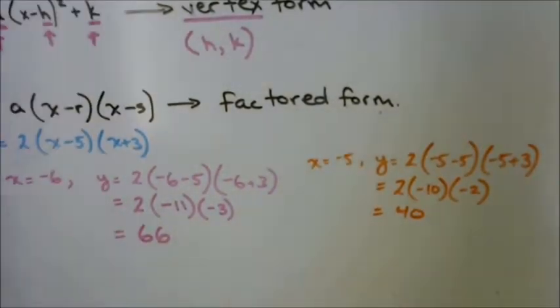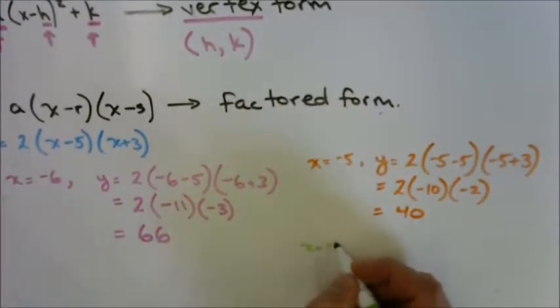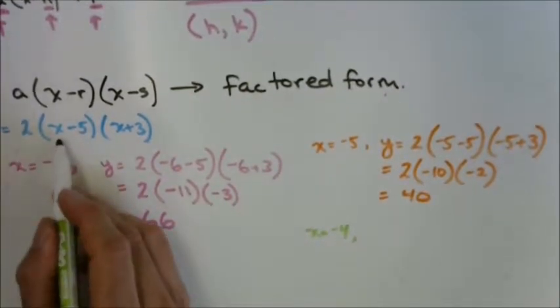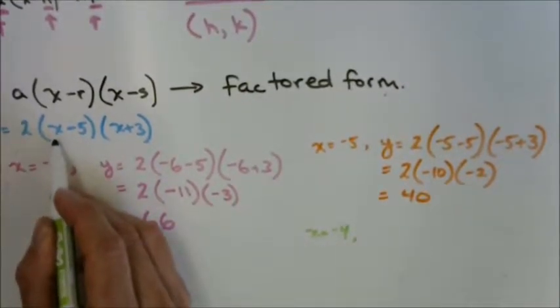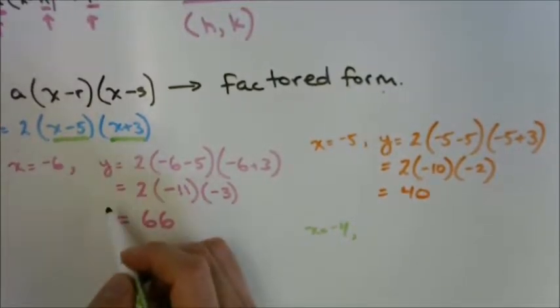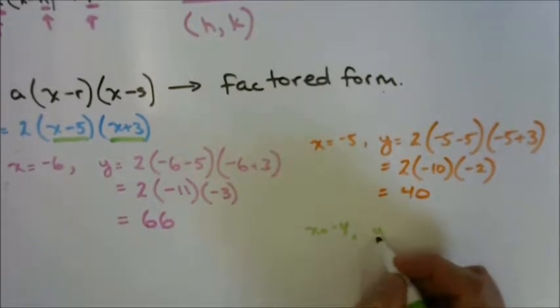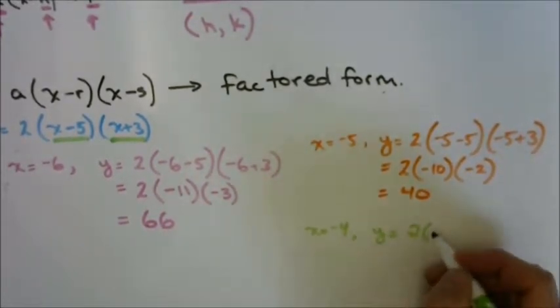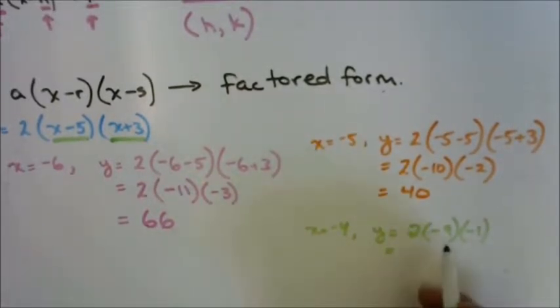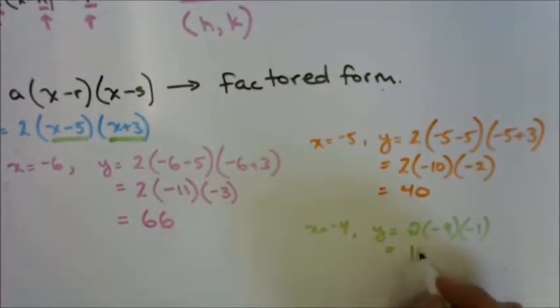Now, if you're getting good with your addition and subtraction of small numbers and positive and negative numbers, you can just think about what that bracket is going to be. So let's consider x equals -4. Without really doing it, we're just going to look at our brackets, and in our head, we can say, okay, -4 minus 5 is -9, -4 plus 3 is -1. So right away I can just write my next step. y equals 2 times -9 times -1. This is positive 9 times 2 is 18.